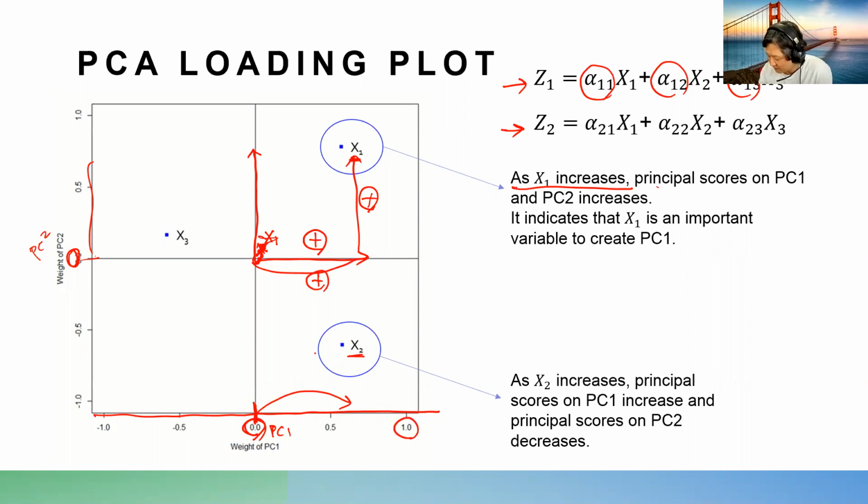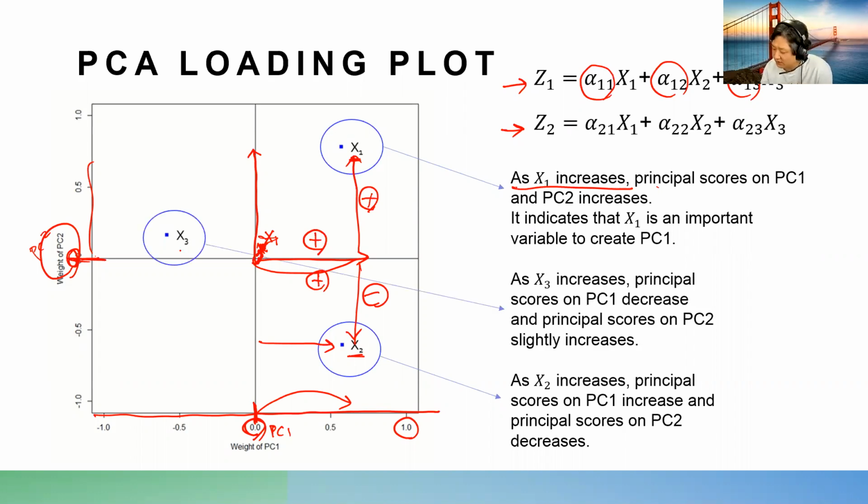It goes positive. But PC2 scores, this is 0, negative, right? So as x2 increases, the principal scores on PC1 increase and the principal scores on PC2 decrease in this case. And PC3, x3, so as x3 increases, principal scores on PC1 decrease, minus, and principal scores on PC2 just slightly increase.